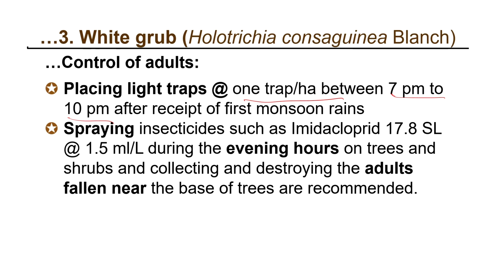Then spray insecticides such as imidacloprid 17.8 SL at the rate of 1.5 ml per liter during the evening hours on trees and shrubs, and collect and destroy the adults fallen near the base of trees. This is recommended. So, this is how we can reduce the population of the adults.